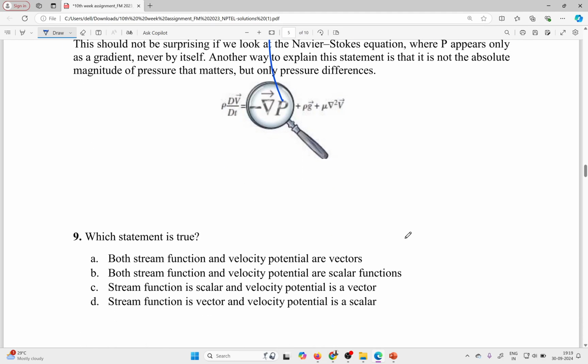Okay, next question is question number 9. Which statement is true? Both stream function and the velocity potential are vectors. Both stream function and the velocity potential are a scalar function. Stream function is a scalar and the velocity potential is a vector. And next thing, the stream function is vector and the velocity potential is scalar. Which option will be correct for this?